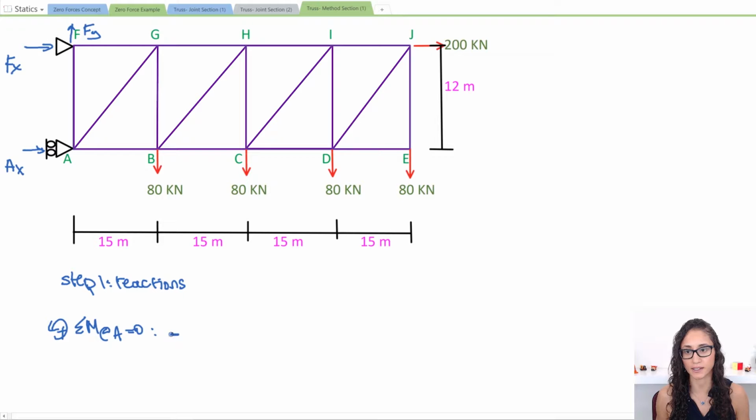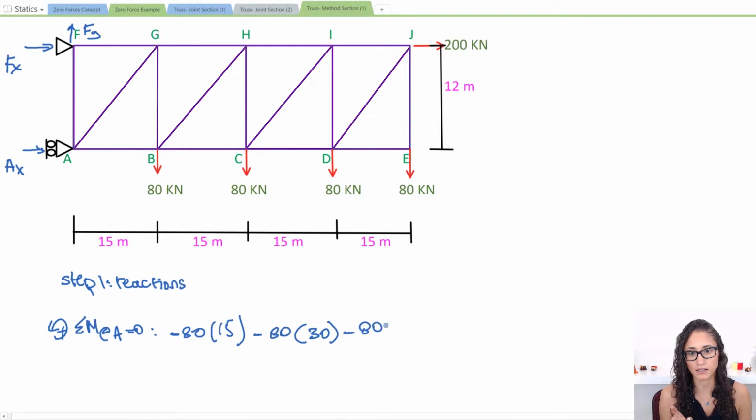I have minus 80 times this distance, 15, because that's my moment arm. It's minus because my moment is going this way and the 80 is going the opposite direction of my moment. Then I have minus 80 times 30, minus 80 times 45, and minus 80 times 60, because this is my moment arm, from the force to where I'm taking the moment.